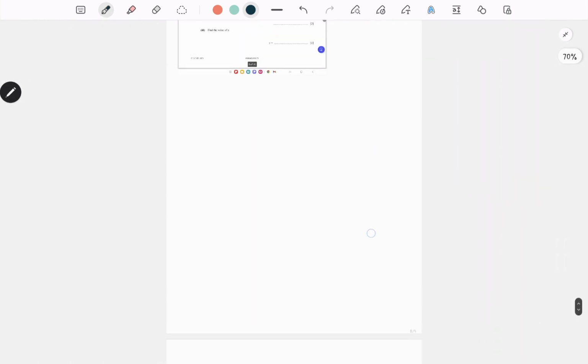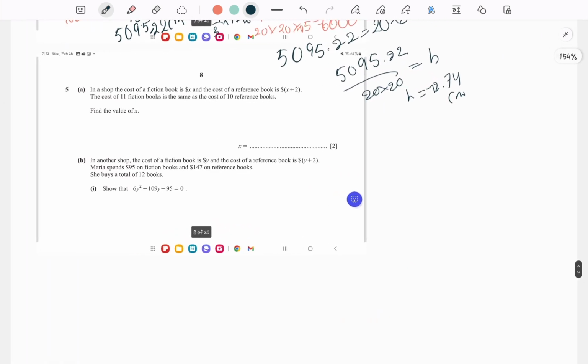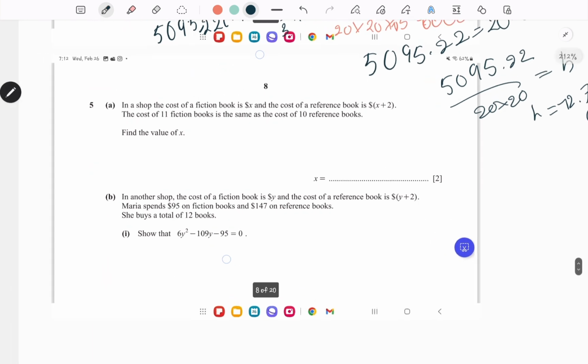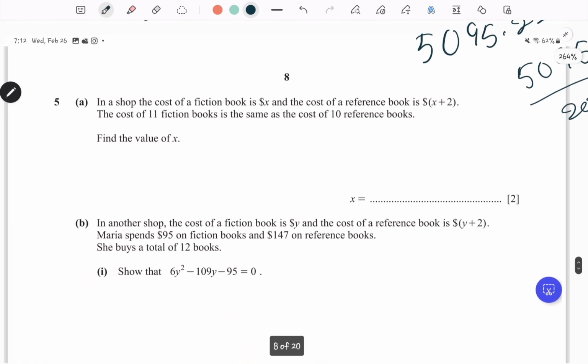All right, now we have our last question. Question number 5. Okay, so in a shop, the cost of a fiction book is $X and the cost of a reference book is X plus $2. The cost of 11 fiction books is the same as the cost of 10 reference books. So find the value of X.